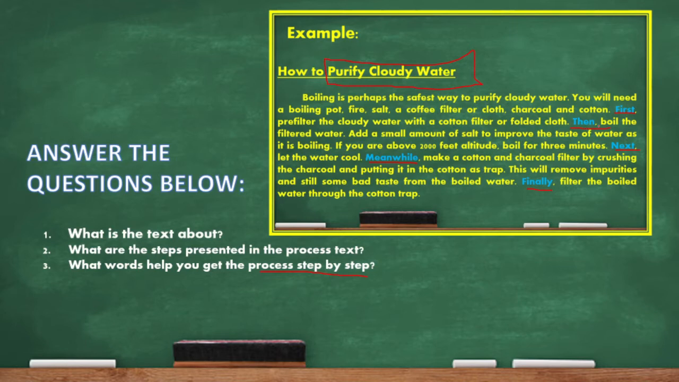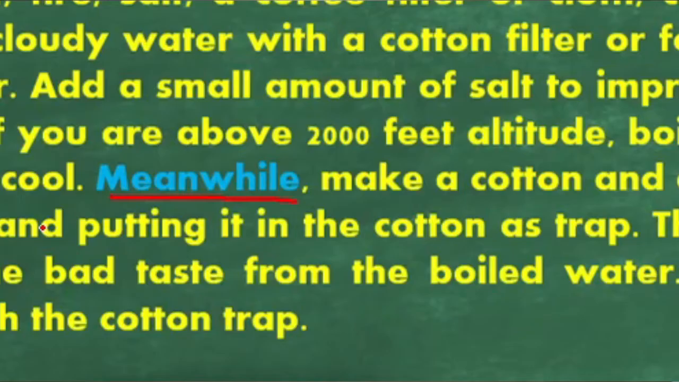Next one, very good, meanwhile. Meanwhile is also an expression of time, time order. It is a signal word that expresses time order. We cannot use meanwhile in the first, or if we want to place it as the first step, we cannot have it that way, because meanwhile is only applicable in the inner steps.